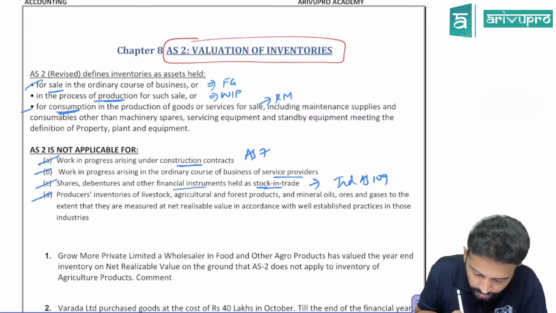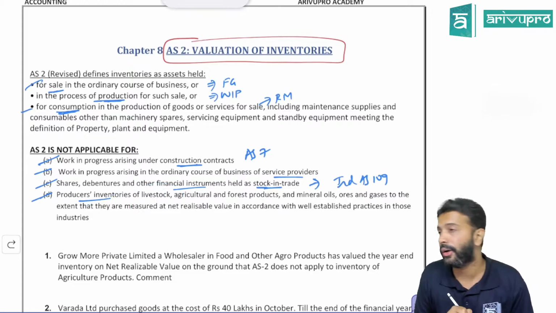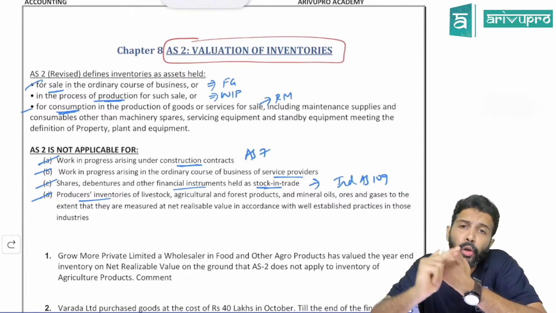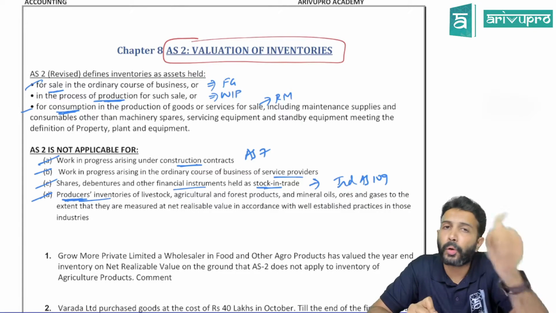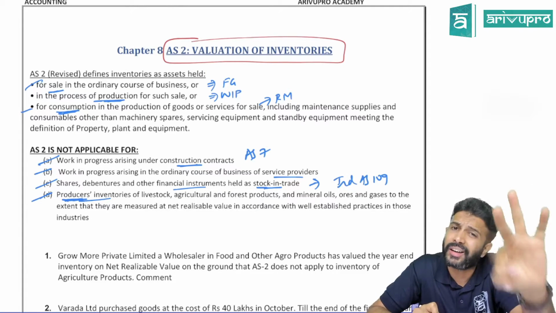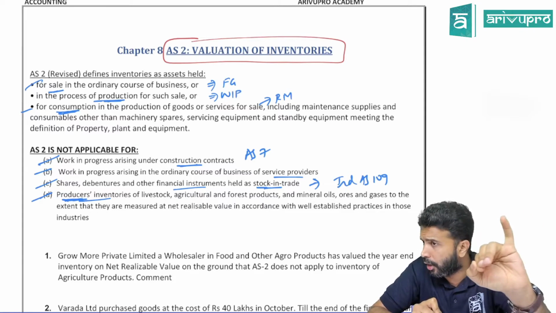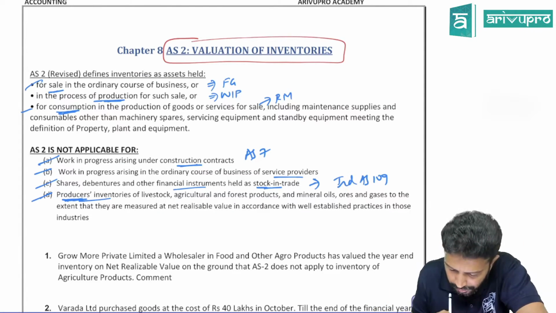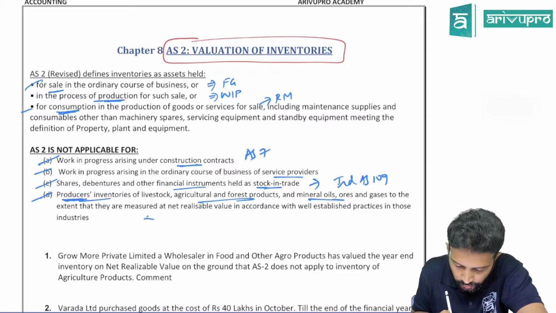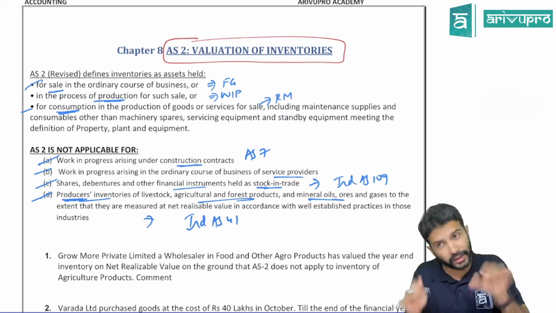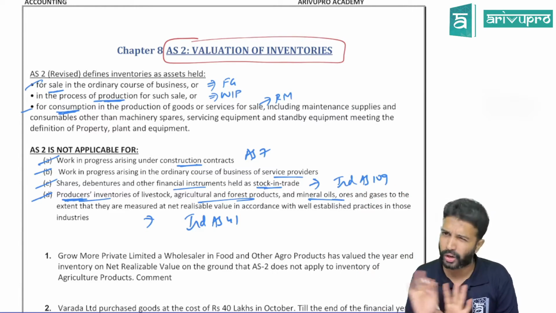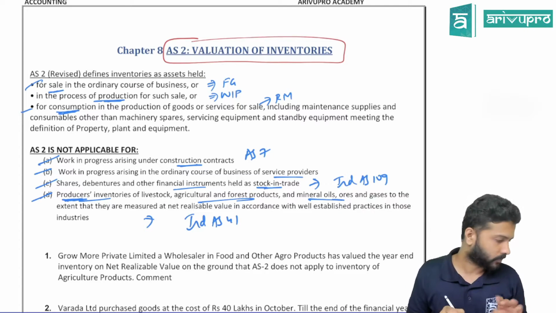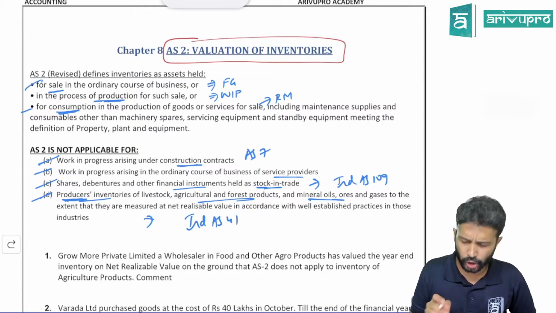This is important. Some questions have been asked relating to the fourth point. If you have producer's inventory, the keyword there is producer, underline that. For producer's inventory of livestock, agricultural produce, forest produce, mineral ores, AS 2 is not applicable. Because we have another standard which you learn in CA Final, known as Ind AS 41, Agriculture itself. Ind AS 41, you learn it in CA Final. Now not required. Okay, fair enough. So these things just know.